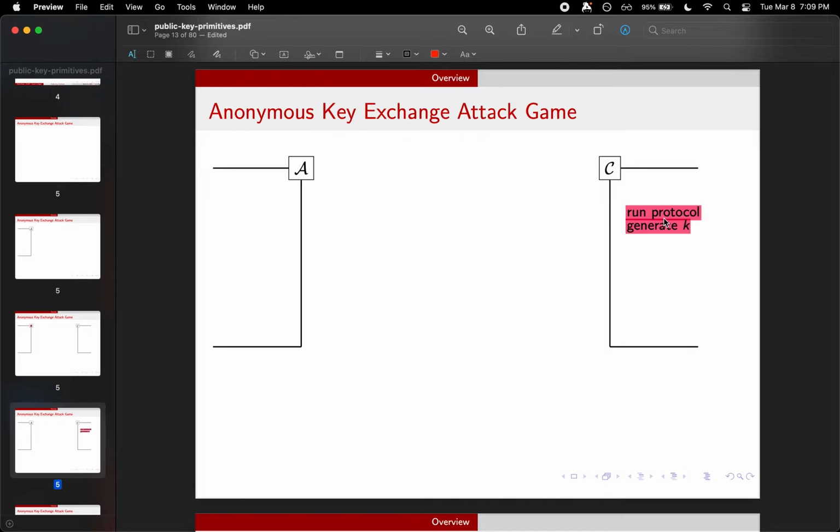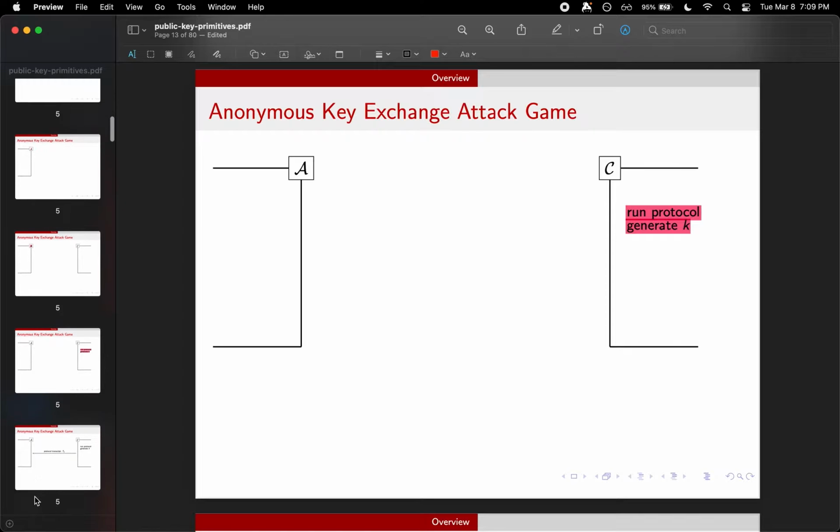Now, you'll notice here, we haven't described the protocol yet. What we're saying is let's pretend that there is some protocol that we are claiming provides these security properties that we're looking for. And this protocol generates the secret key K that's going to be used for the remainder of the conversation. What the challenger sends to the adversary is the protocol transcript. The protocol transcript does not include K.